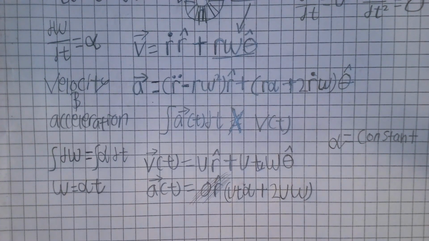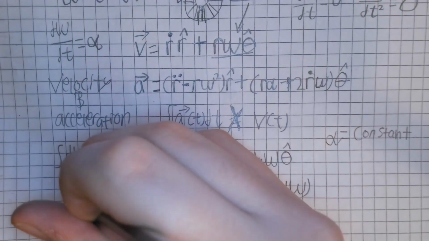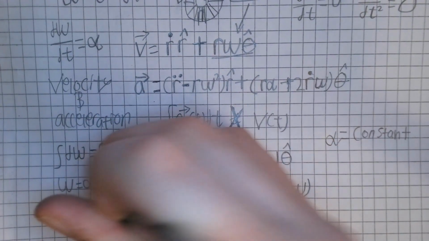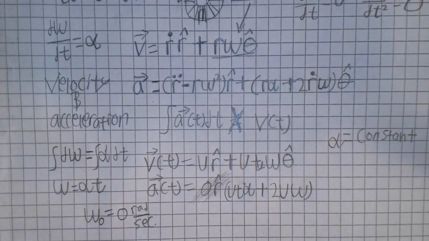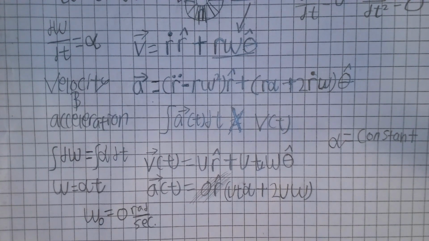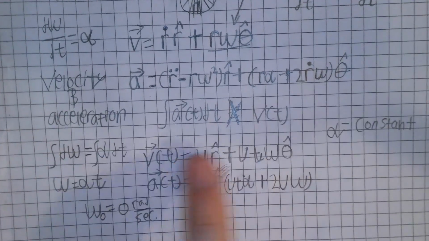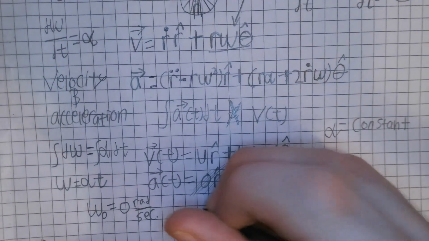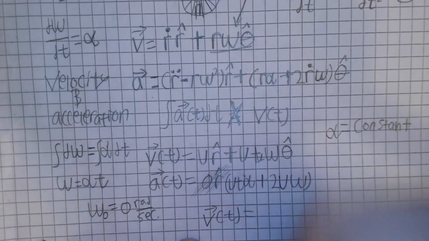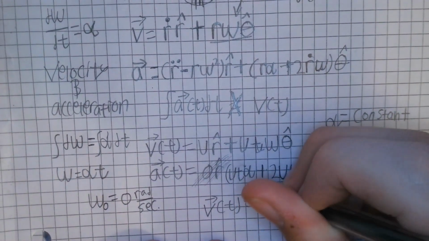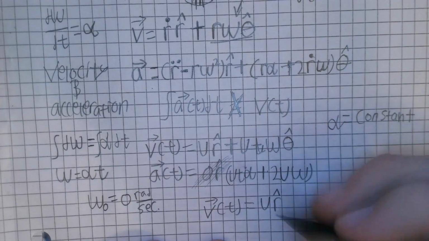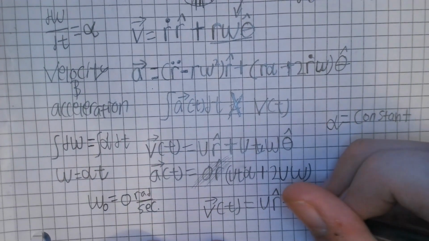We're going to assume that our initial angular velocity is 0. Zero radians per second. All right. So we can go ahead and sub this in for omega. And just as one final thing, so our velocity as a function of time equals u in the r hat direction plus ut.